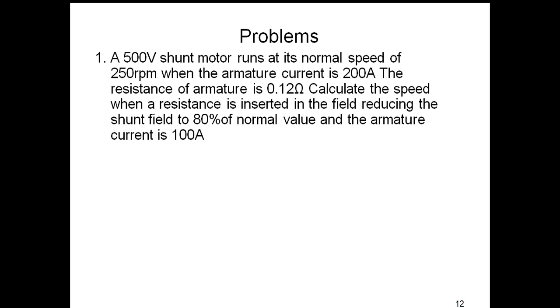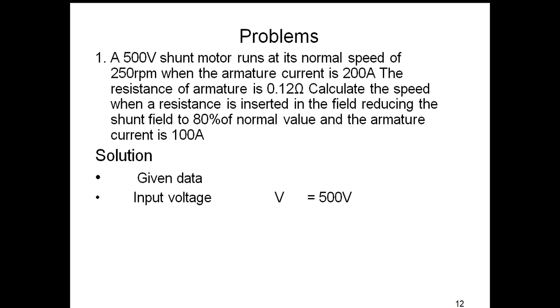The resistance of the armature is 0.12 ohm. Calculate the speed when a resistance is inserted in the field, reducing the shunt field to 80% of normal value, and the armature current is 100 amperes. Now let us see the solution.